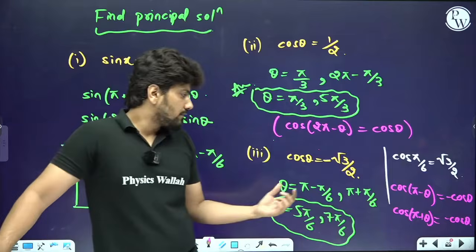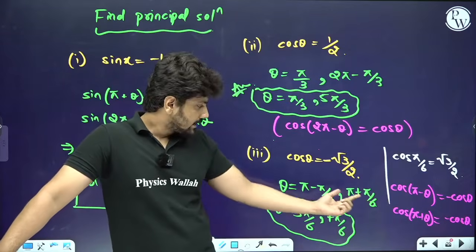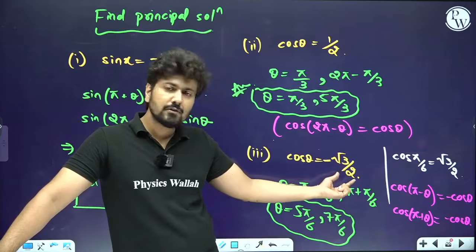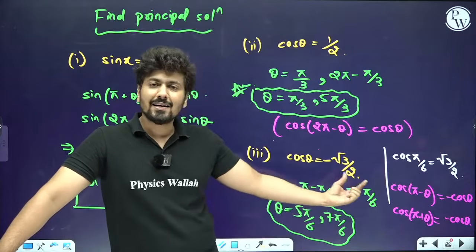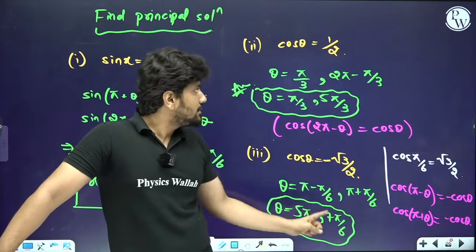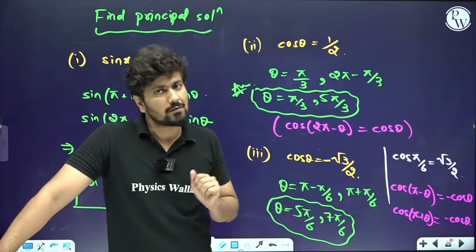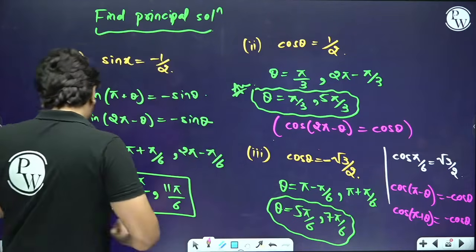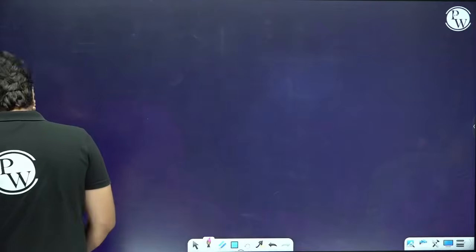Okay, so one of those angles is pi minus theta, another angle is pi plus theta. We are looking for negative values. We are looking in the second quadrant and in the third quadrant. So these are the two principal solutions of this equation. Okay, let's practice a few more questions.